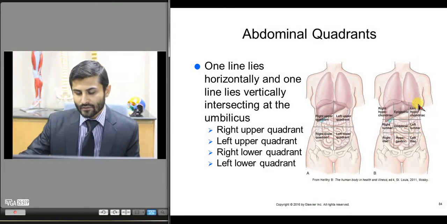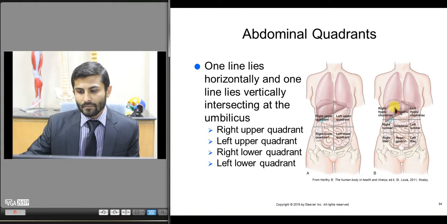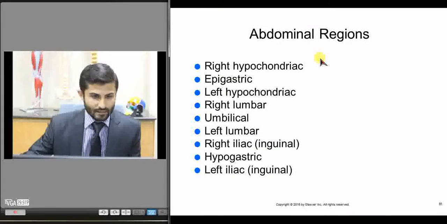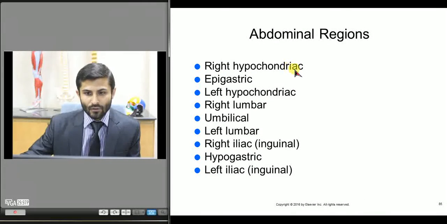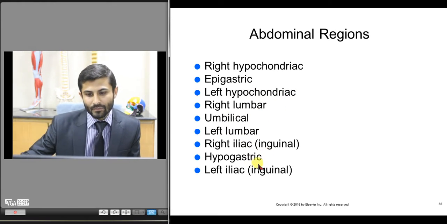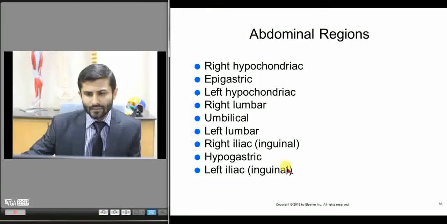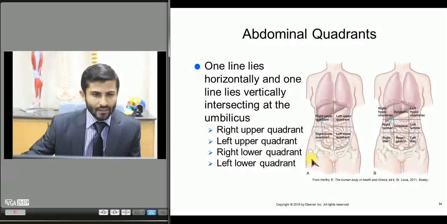In this picture, you can also see these are the 9 parts of the abdomen, basically 9 regions of the abdomen. They are discussed in the next slide. You can see the right hypochondriac, epigastric, left hypochondriac, right lumbar, umbilical, left lumbar, right iliac, hypogastric and left iliac. Now if you look at this previous picture, it is really very easy to understand. Umbilical is for umbilicus.